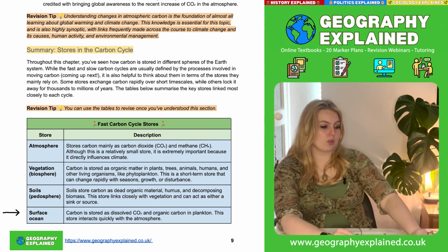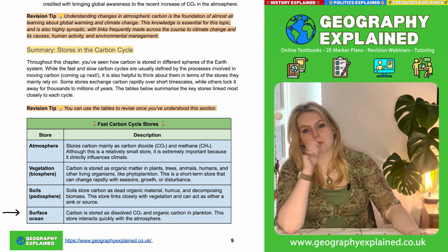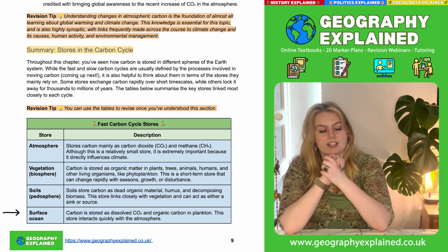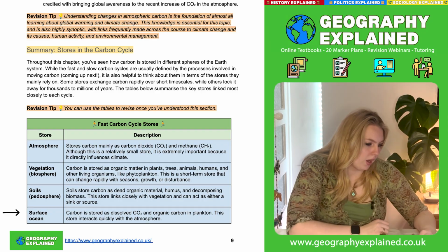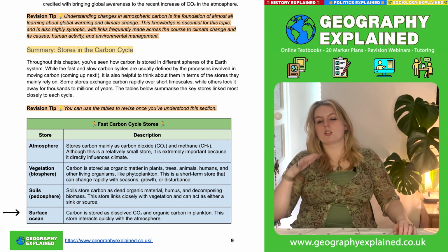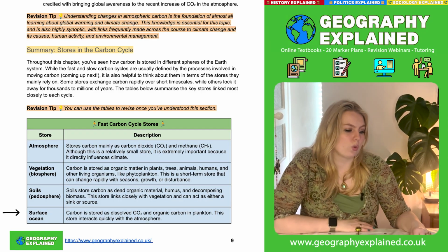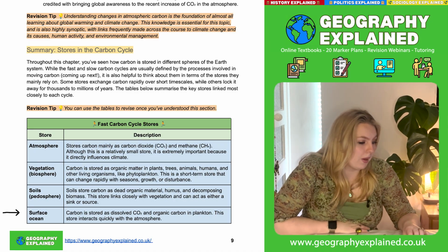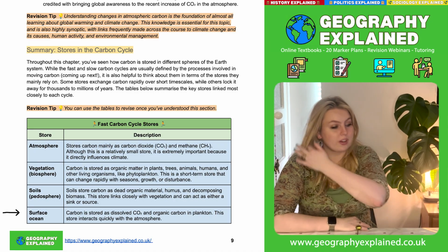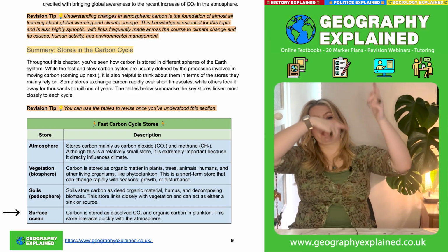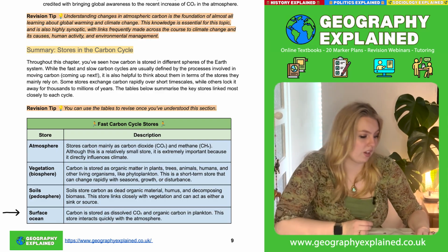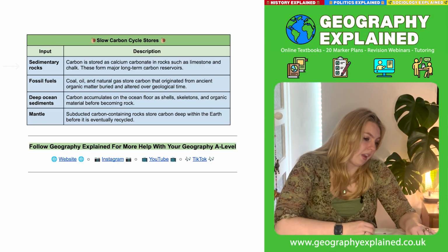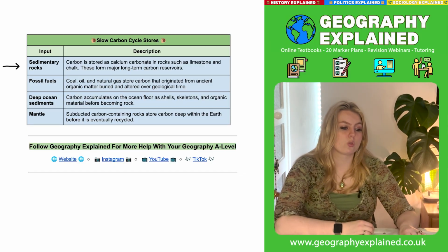And then the surface ocean, and don't worry, we'll go into the ocean in a little bit more detail. I realise we haven't studied it explicitly in detail yet, but it's coming up. But carbon is stored as dissolved CO2 and organic carbon in plankton as well, which will also come up. And the store also interacts very quickly with the atmosphere, especially when we're thinking of those upper layers of the ocean.